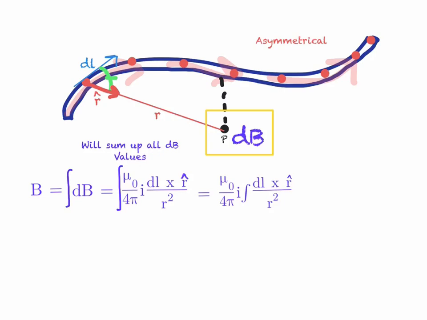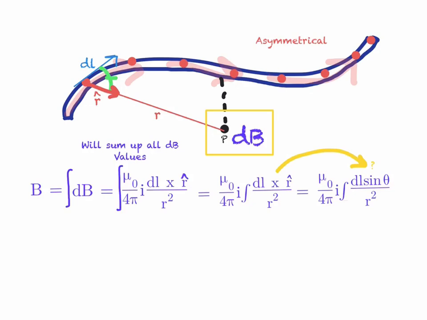Now I'm going to rewrite this one more time and say that I have B is equal to mu naught I over 4 pi times the integral of dl sine theta over r squared. Now, where did the sine theta come from? Well, we had a cross product, right, between dl and r hat, and the cross product is the magnitude of dl times 1 times sine theta, so I can leave the 1 out, and so now I can see what I'm integrating.